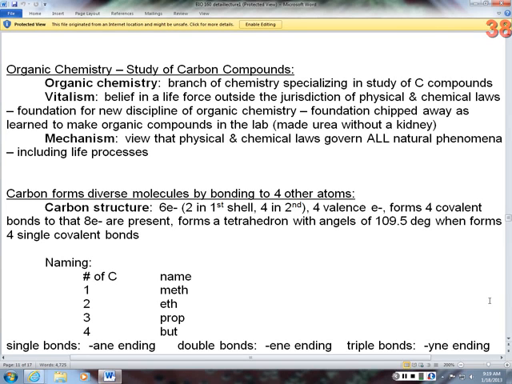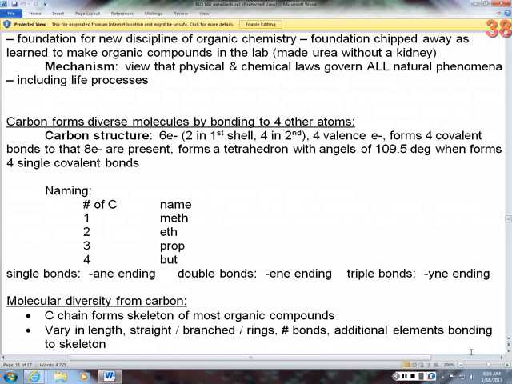Mechanism is the view that physical and chemical laws govern all natural phenomena, including life processes, and that's been the shift in science. Instead of saying these are the things we can explain through science, and these are the magic things that living things make, now we've been able to make those compounds as well, and science has become more mechanistic in its approach.